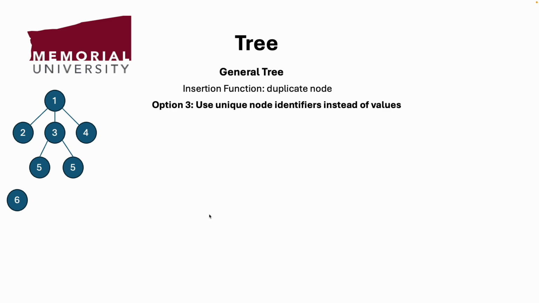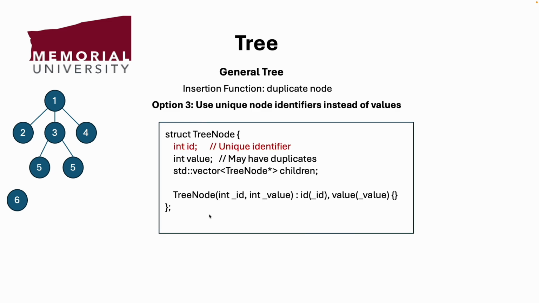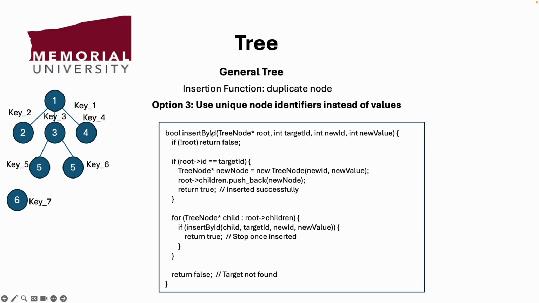Option 3, what do we do here? We use a unique node identifier instead of the value. This means we assign each node an ID, so we add a unique identifier to the tree node structure. We declare the node with the ID for the corresponding node, and then we pass over the target ID, and we know which target we are going to insert under. Here is the code. You can review it afterward.